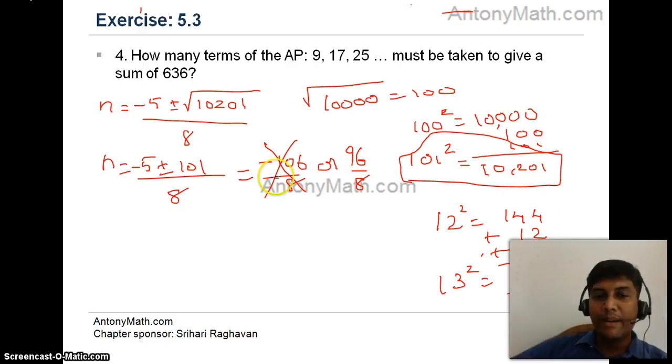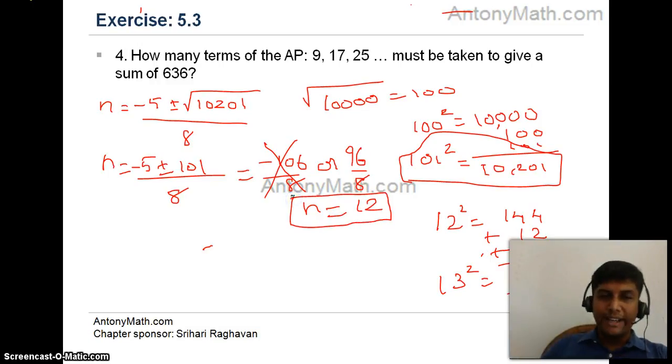Whereas 96 divided by 8 is 12. So we know that n is 12, the number of items it takes to go to. So n equal to 12 is the answer to this question.